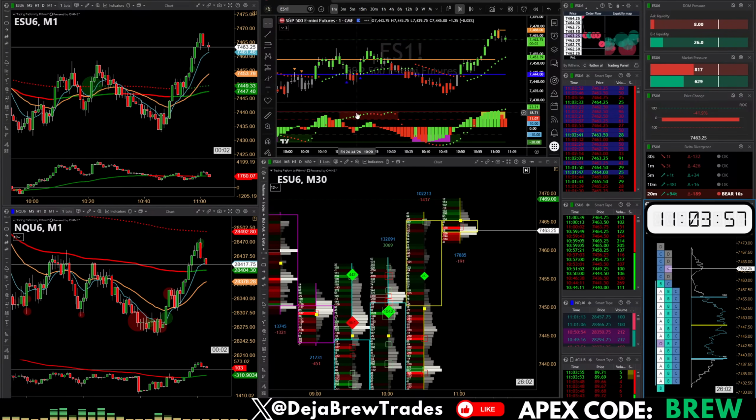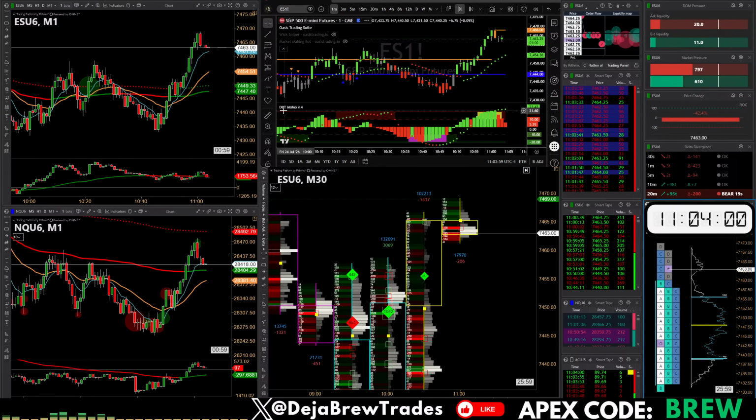Yeah, these are both my indicators. This top one's the trading suite, the bottom one is the Momo.